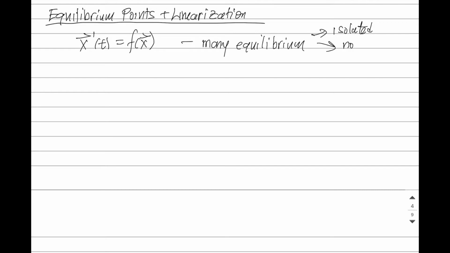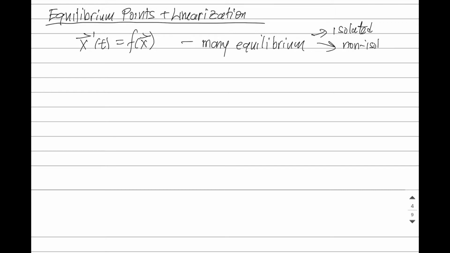We mentioned that when we study a nonlinear system, we can write it in vector form, and we said that there are many equilibrium points. Now, generally, this will be the case. There are different types. There are things called isolated equilibrium points and non-isolated.